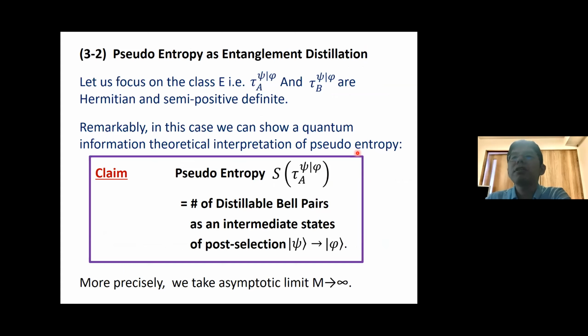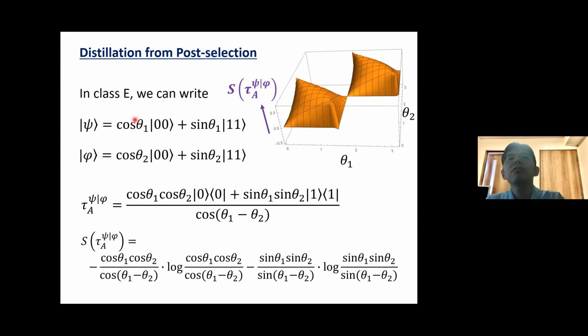So the claim is that this pseudo entropy, which is defined in a very mathematical way, where we just imitate the log law with tau log tau, actually seems to be a measure of the distillable Bell pairs in intermediate states of a post-selection procedure. We assume the final state is bar phi, and in that case we estimate the average number of Bell pairs, and then we find the same formula for this entropy. I'll explain it.